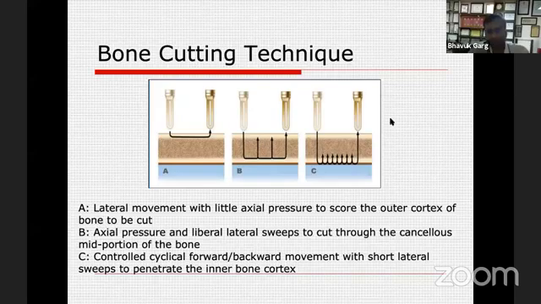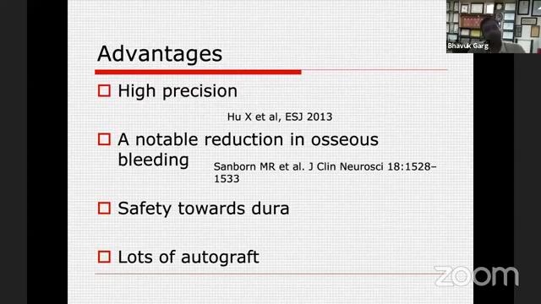So this is the C step. The third step is the most crucial, because here you have to develop the tactile feel to feel for the inner cortex breaking away or giving way. So advantages are that it's a high precision cutting instrument.